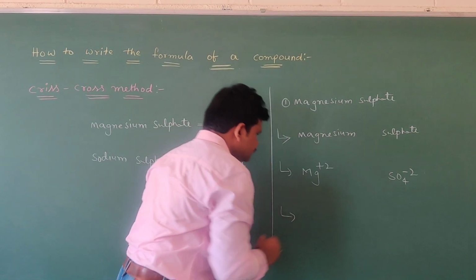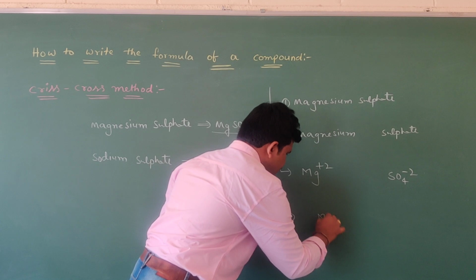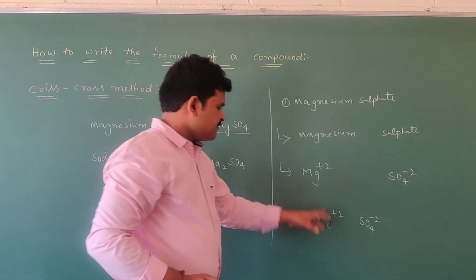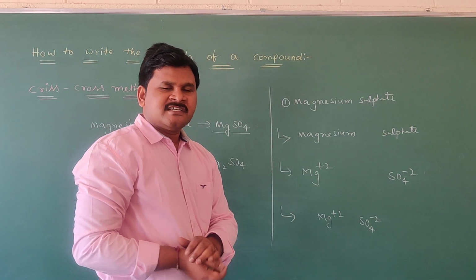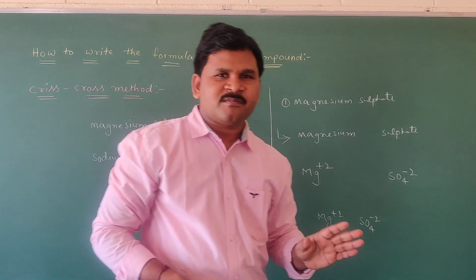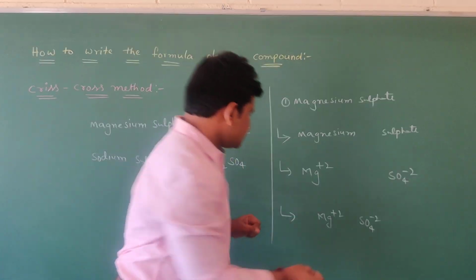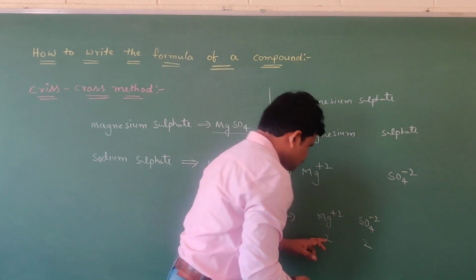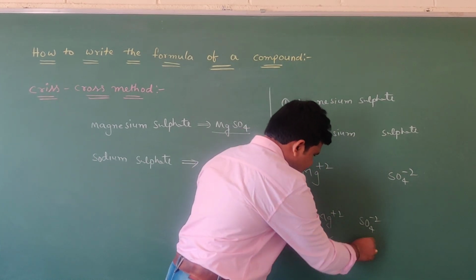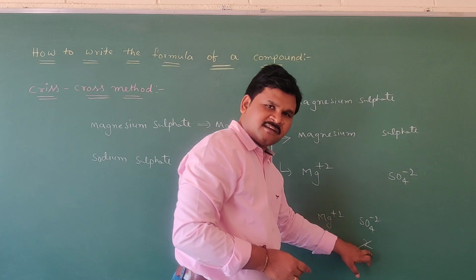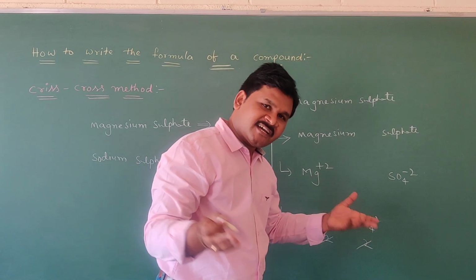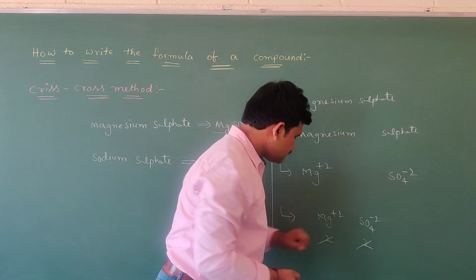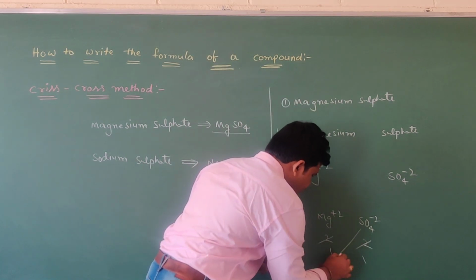Third and last step: what is the charge present on magnesium? Here you just write the charge, no need to write positive and negative signs. So the charge is 2. What is the charge of sulfate? 2. Same numbers we can cancel. Suppose 2 and 4 are there, we can cancel. If 3 and 6 are there, we can also cancel. Later we will discuss such examples. By cancelling 2, 2, what do we get? 1, 1.